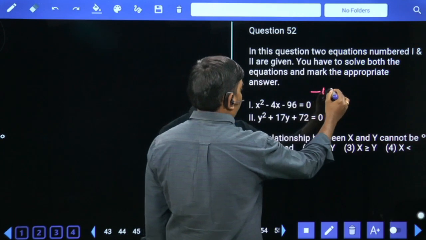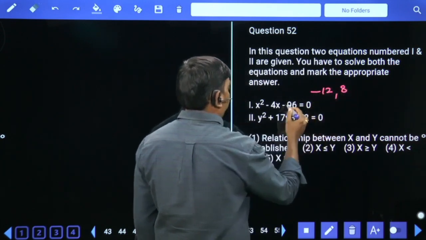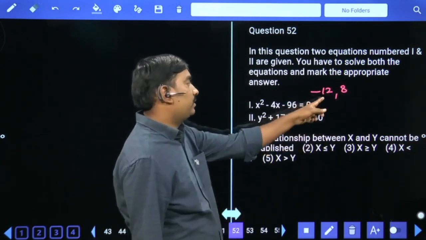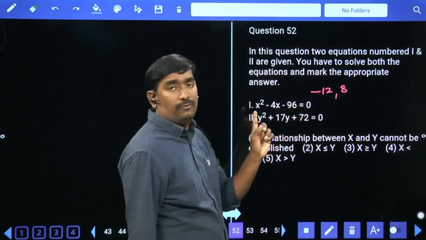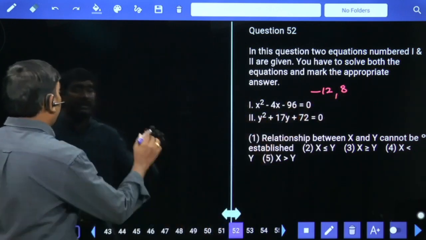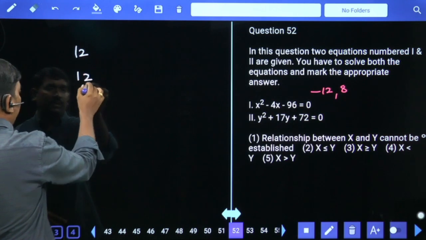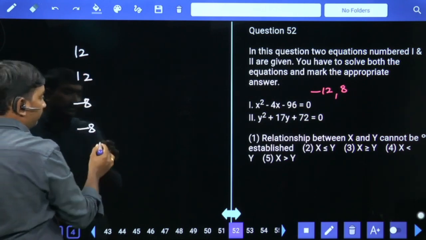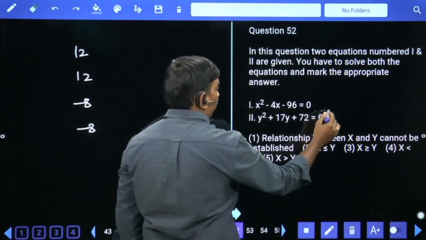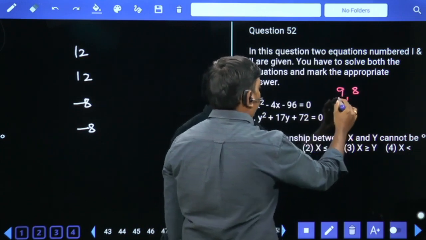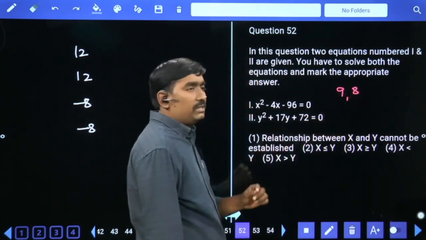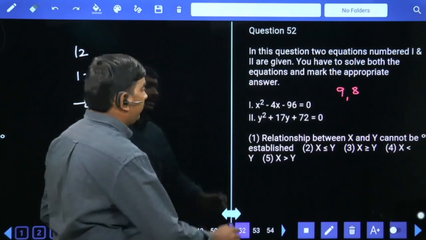12 8s are 96. Minus 12 plus 8 will give us minus 4. Finally, plus 12 minus 8. X values are plus 12 minus 8. 9 8s are 72. Plus 9 plus 8 will give us plus 17. Finally, minus 9 minus 8.